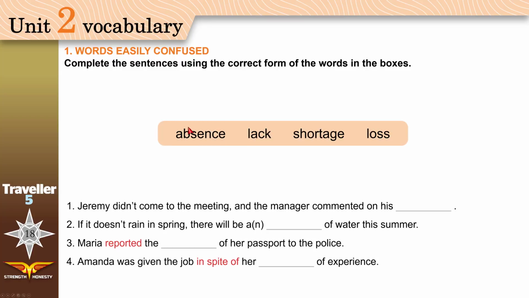Absence. Absence is a noun. The adjective is absent with a T, which means you fail to attend. You're supposed to be somewhere, but you are not there. Lack, when you don't have enough of something or none of it. Shortage, the same thing, when you don't have enough of something. But it doesn't mean you have none. Lack could mean you have none of it.